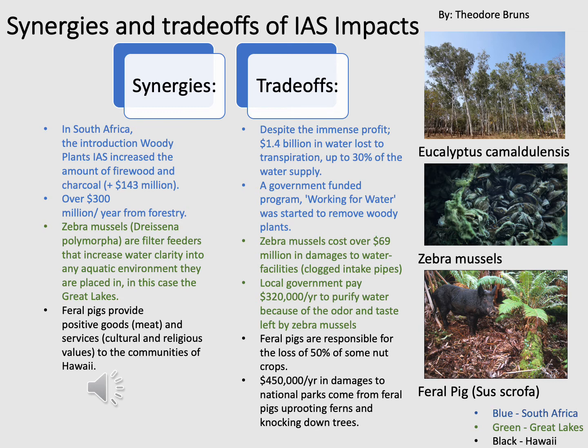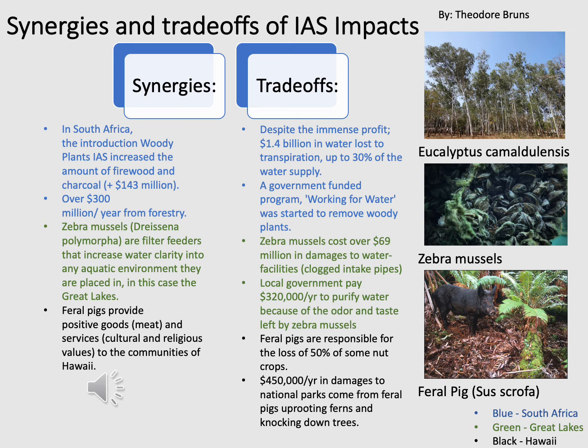In the Great Lakes, zebra mussels were introduced accidentally in some instances. Zebra mussels are filter feeders that increase the water clarity in most environments they are put into. In this case, the Great Lakes again. But they come with very bad side effects. Zebra mussels are a very fast-spreading organism that latches on to anything it touches. It cost over $69 million in damages to water facilities due to clogged intake pipes, which would not allow fresh water to be circulated throughout the lakes.